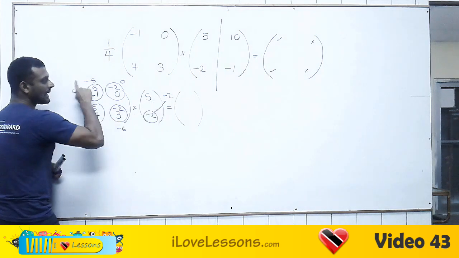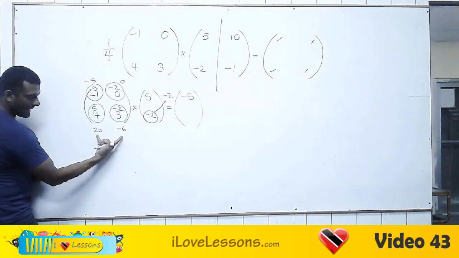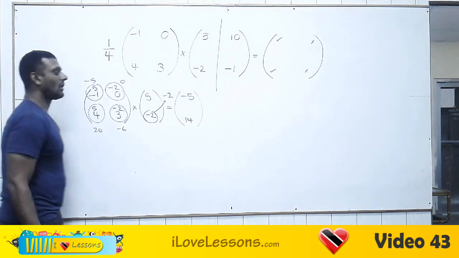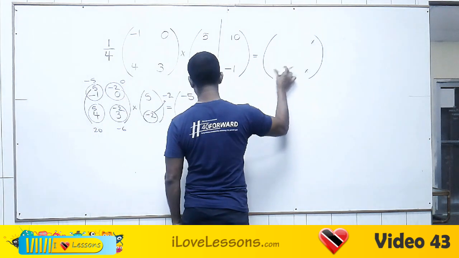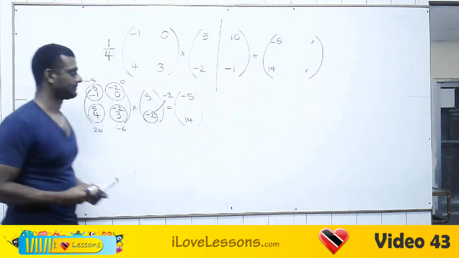To get this number, you add the 2 on top. That will give us minus 5. To get the number underneath, you add the 2 answers underneath. That will give us 14. So our first 2 answers are minus 5 and 14.